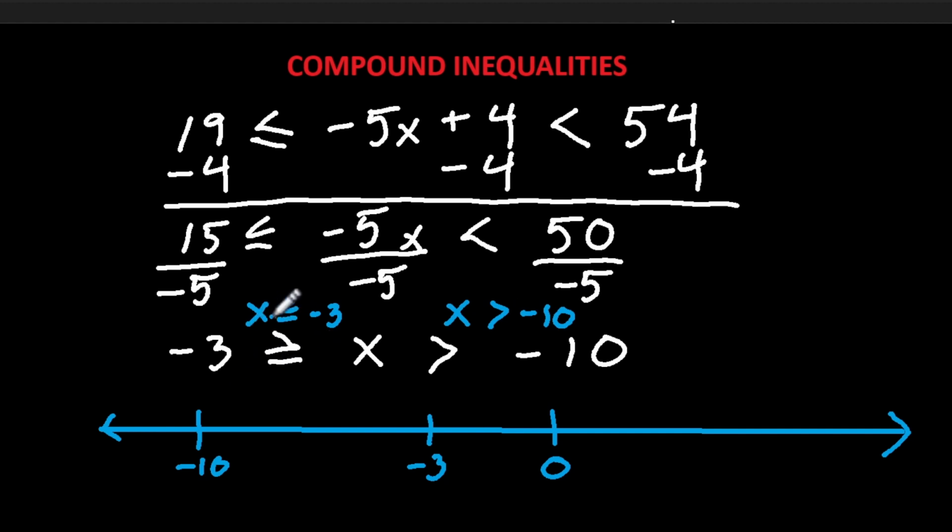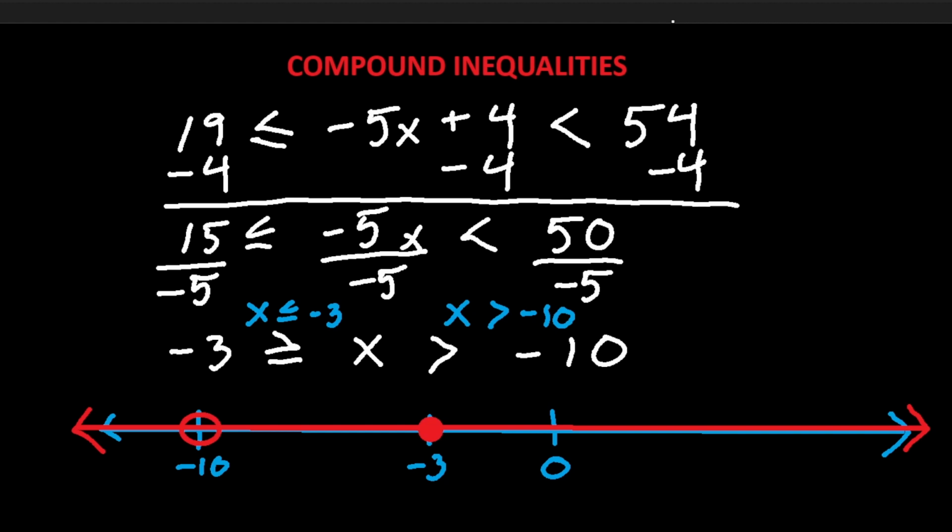So now x is less than or equal to minus 3 is a closed dot going to the left. And the second inequality is x is greater than minus 10. So when I have x is greater than minus 10, it's an open dot starting from minus 10 and it goes to the right.